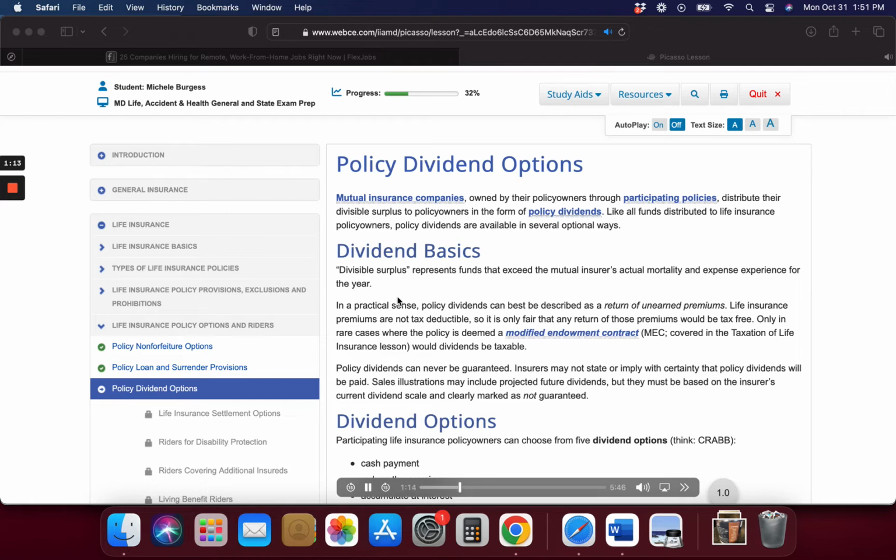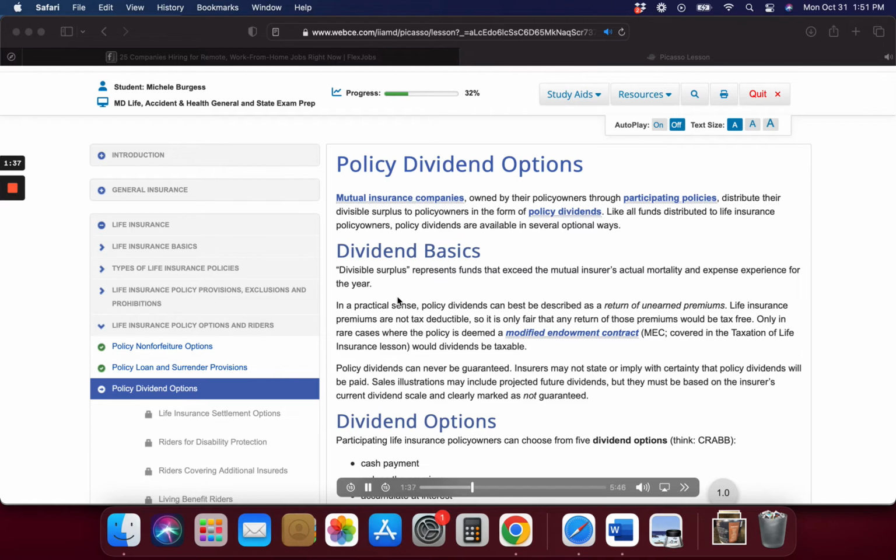Dividend options. Participating life insurance policy owners can choose from 5 dividend options. Think, CRAB. Cash payment. Reduce the premium. Accumulated interest. Buy additional paid-up life insurance. Buy 1-year term insurance. Policy owners may change dividend options at any time.